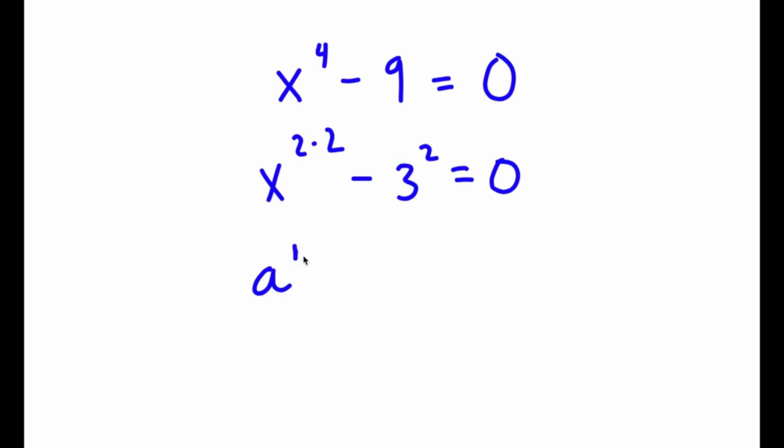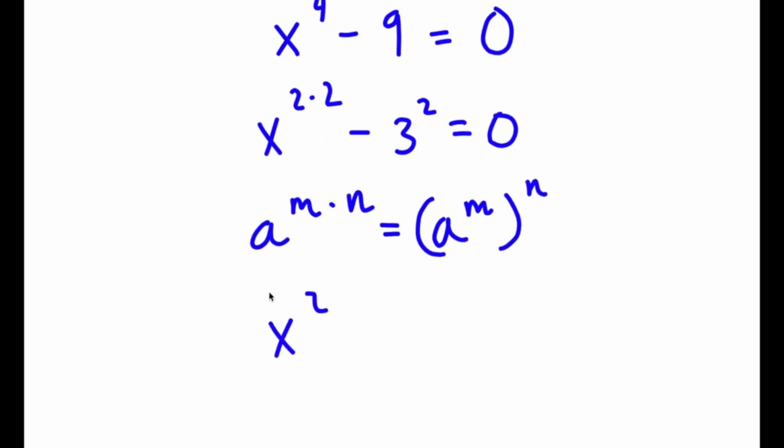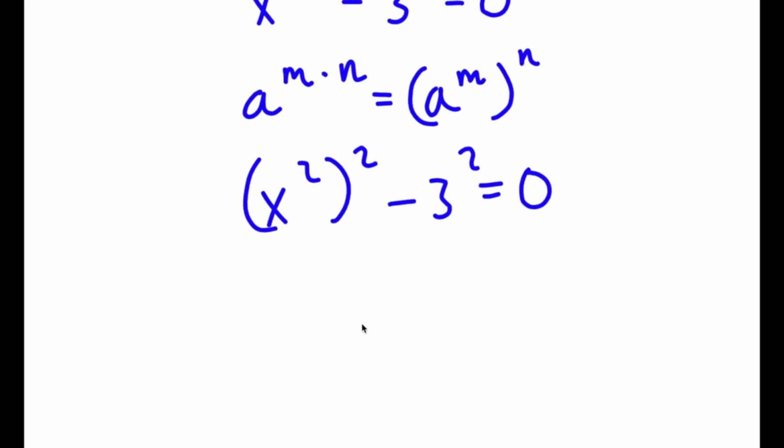Now, if I have something in the form a to the power of m times n, this is simply equal to a to the power of m to the power of n. So x to the power of 2 times 2 I can rewrite as x to the power of 2 to the power of 2. I have this minus 3 squared, which is equal to 0.